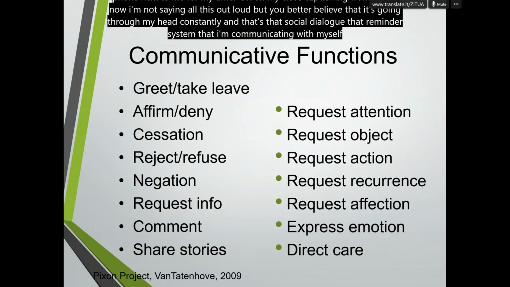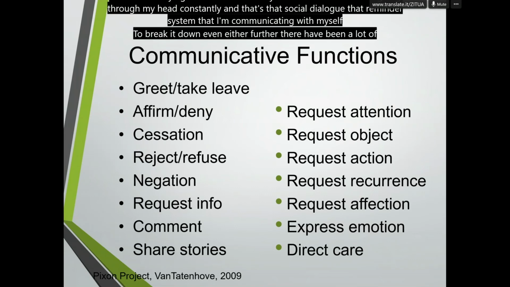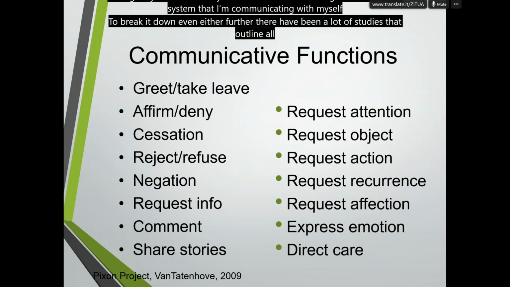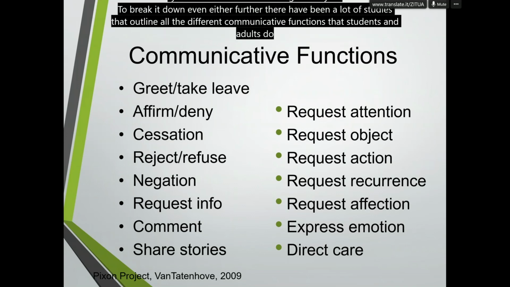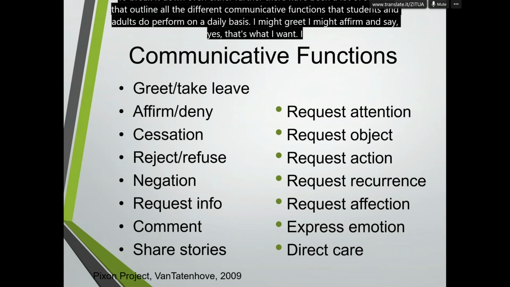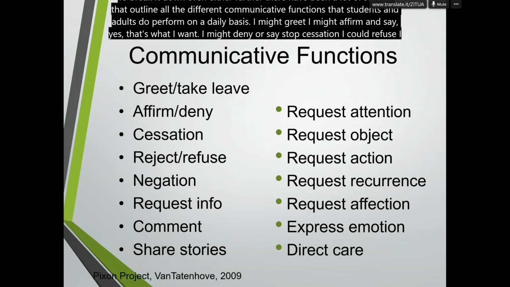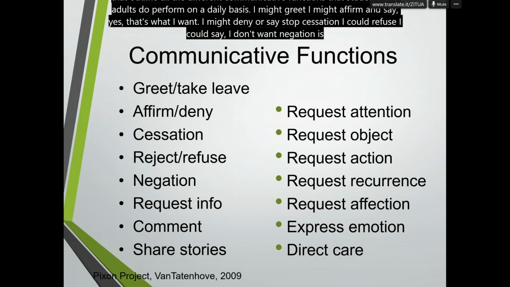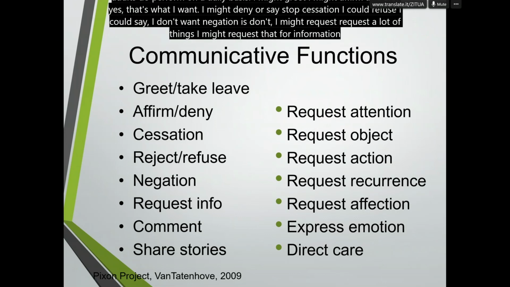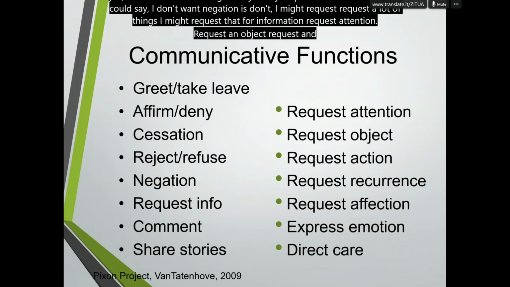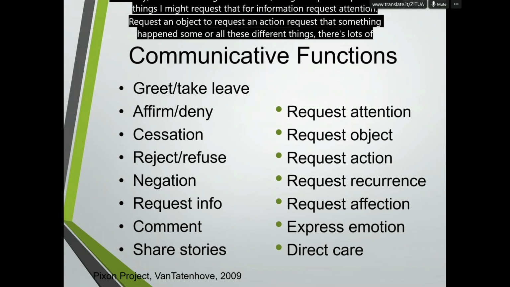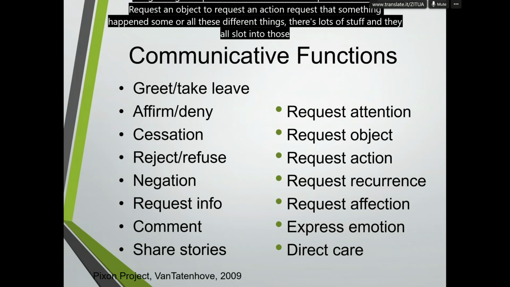To break it down even further, there have been a lot of studies that outline all the different communicative functions that students and adults do perform on a daily basis. I might greet, I might affirm and say, yes, that's what I want. I might deny or say, stop, cessation. I could refuse. I could say, I don't want. Negation is don't. I might request a lot of things. I might request information, request attention, request an object, request an action, request that something happen some more. All these different things, there's lots of stuff, and they all slot into those top 4 reasons that we said in the last slide.